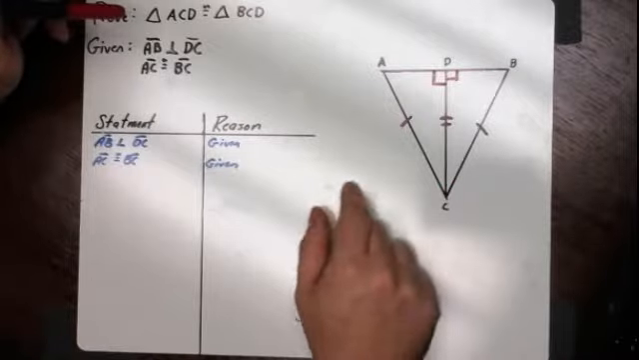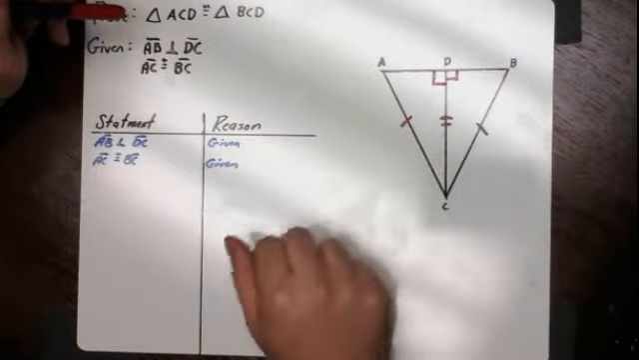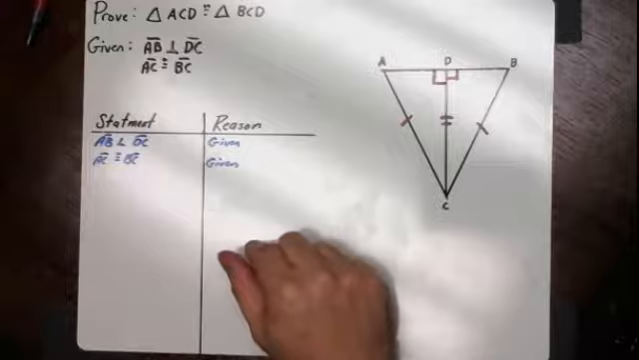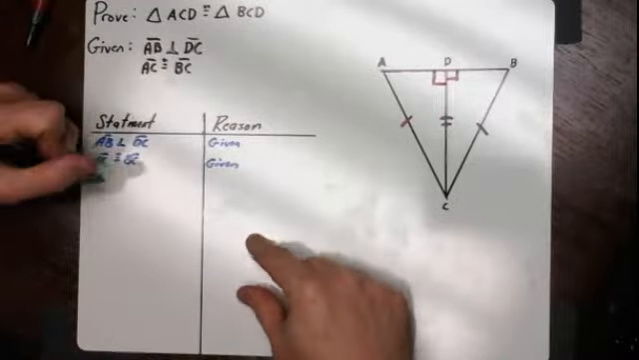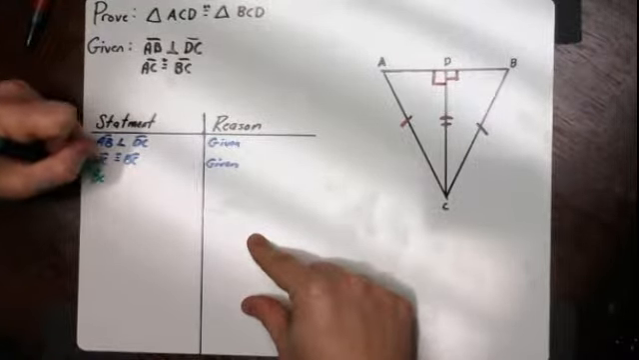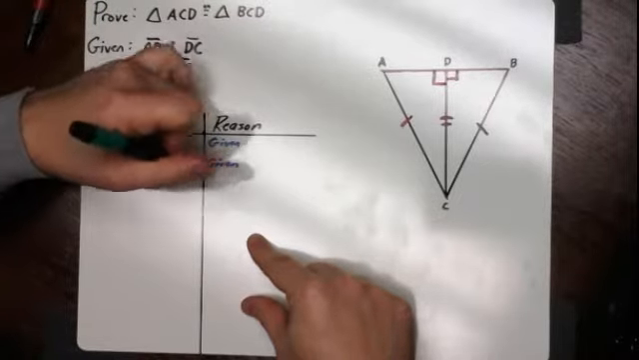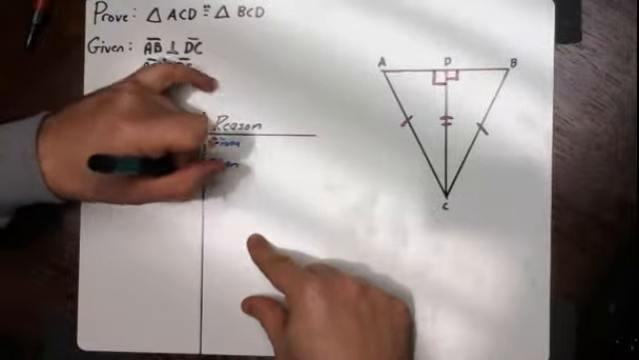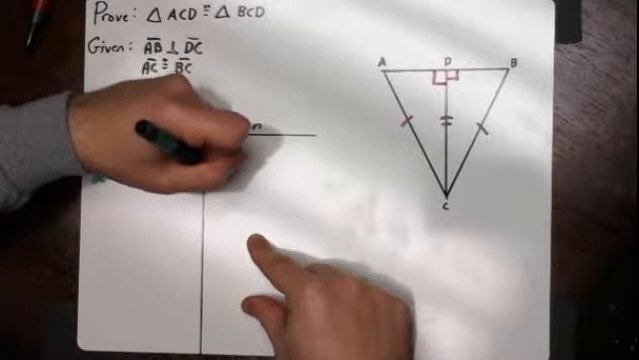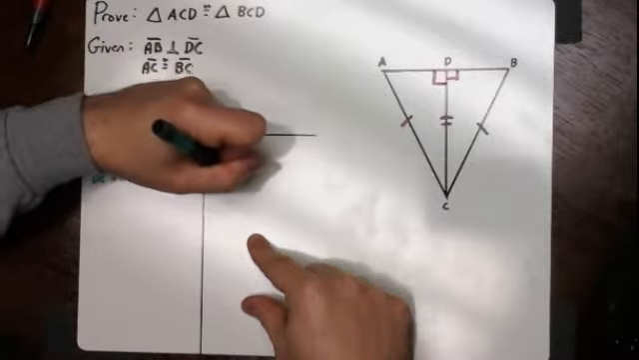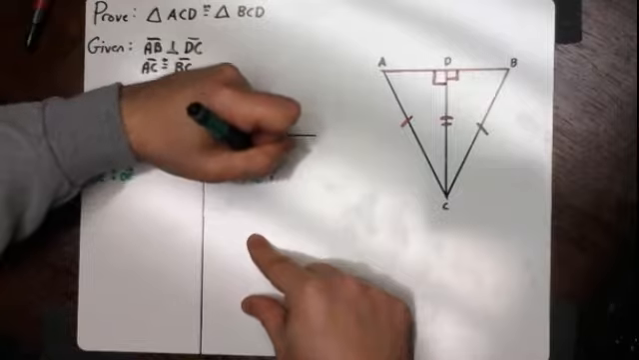So let's get started. First I'm going to get the reflexive side out of the way, and I'm going to write that in a different color. So I'm going to say DC is congruent to DC because of the reflexive property.